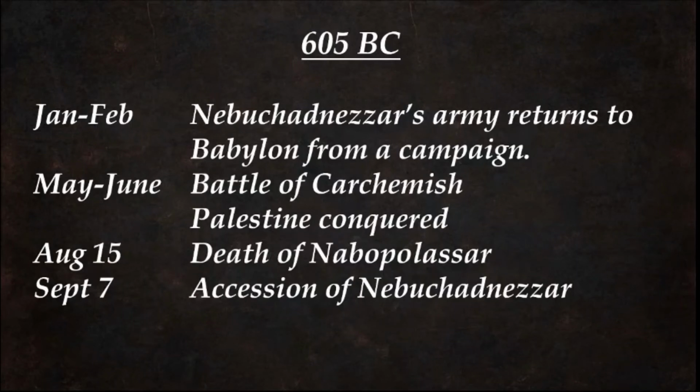Nebuchadnezzar's army returns to Babylon from a long campaign, very successful. He's the crown prince. Then on his way back, the Battle of Carchemish happens, way up north of Galilee, and Palestine is conquered. The Egyptians are defeated, but then Dad dies. Nabopolassar, the king, the emperor of Babylon, and Nebuchadnezzar is sent back to be crowned with just an escort, really, and his army remains behind. And then on September 7th, he is crowned king, and he accedes or rises to the throne.